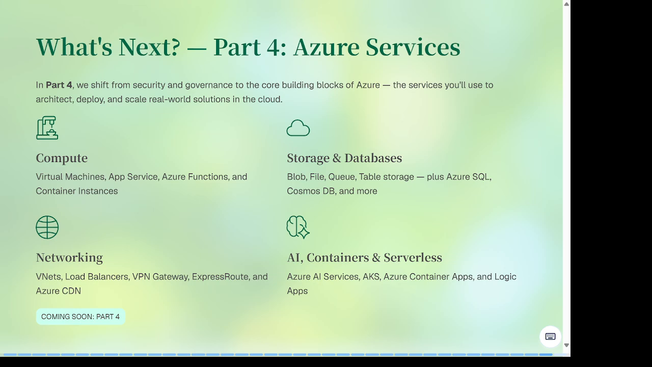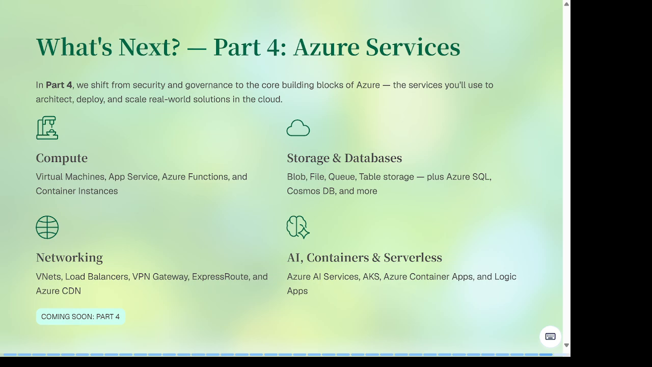There we will start with compute. This includes services that run your applications: virtual machines, Azure App Service, Azure Functions, container instances. And then storage and databases: blob storage, file storage, queue storage, table storage. And then database services like Azure SQL Database and Cosmos DB. These are used to store structured and unstructured data at scale.